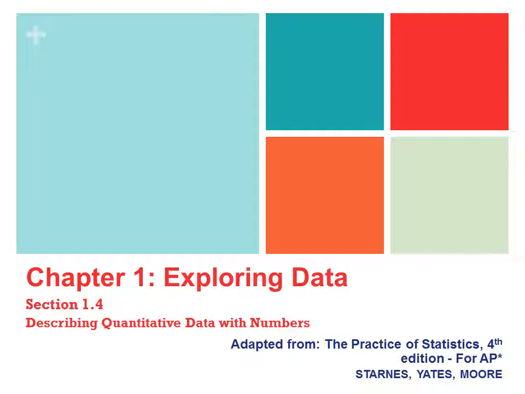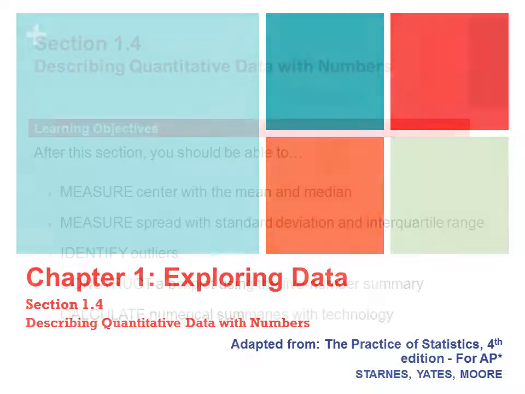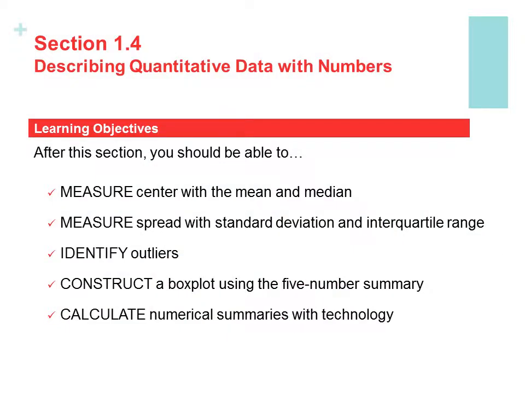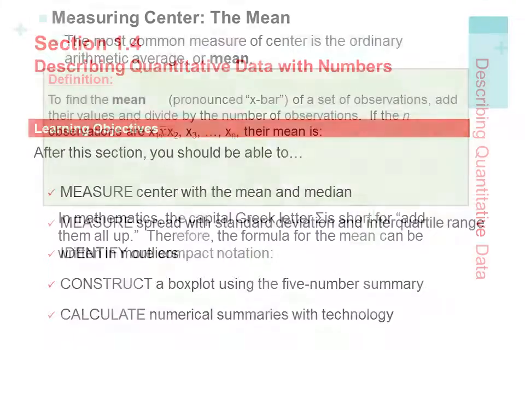Okay, so in this section, we are going to talk about describing quantitative data with numbers. After we're done with this section, you'll be able to measure the center with the mean and median and decide which is the best measure of center, measure the spread with the standard deviation and the interquartile range, decide which is the best, identify outliers mathematically, and construct a box and whisker plot using the 5-number summary. Finally, you'll be able to calculate numerical summaries with your graphing calculators, which some of you may already know.